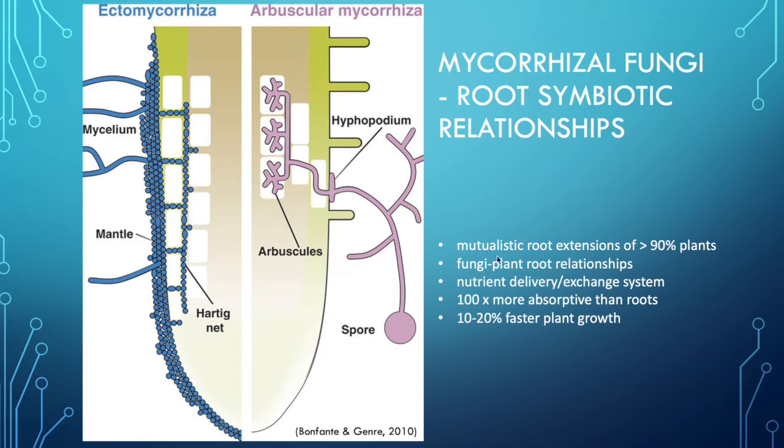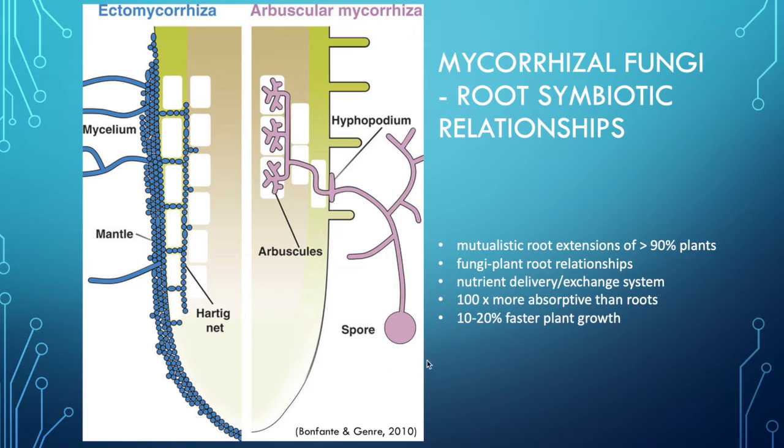So these relationships are mutualistic, and that means both partners benefit, and they basically form these root extensions. You can see the mycelium is spreading out from the root, and they occur in over 90% of plants. So the majority of plants on Earth actually have these relationships on their roots, and they provide the nutrient delivery exchange system, which is vital for both the plant and the fungi, and allow probably even up to 1,000 times more absorptive area than the roots themselves.